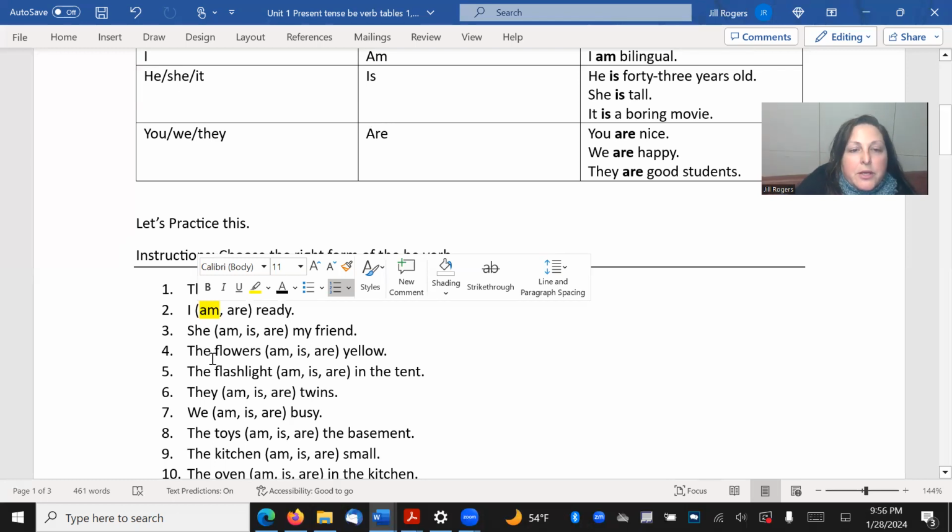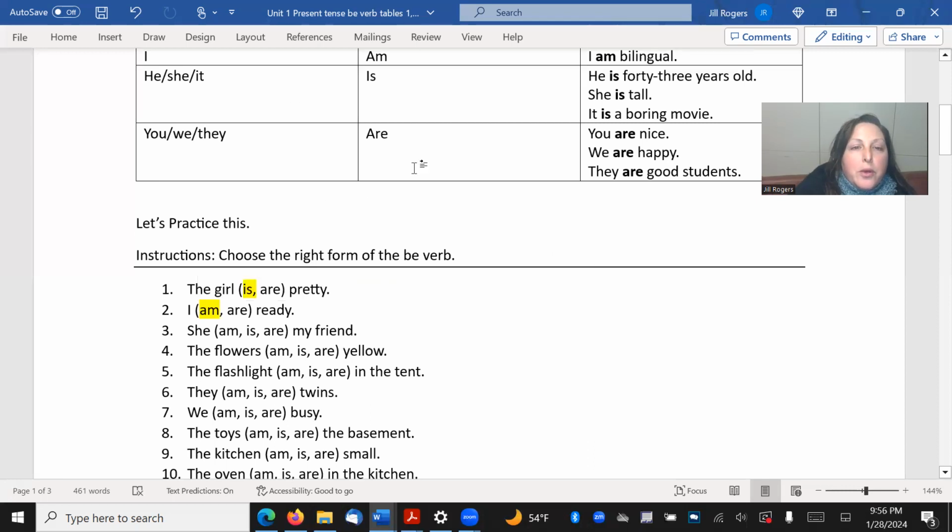Okay, so number 3 is, she am my friend, she is my friend, or she are my friend. So which one's right? You can do what sounds right to you, or you can refer to here. Okay, the next one, the flowers am yellow, the flowers is yellow, the flowers are yellow.